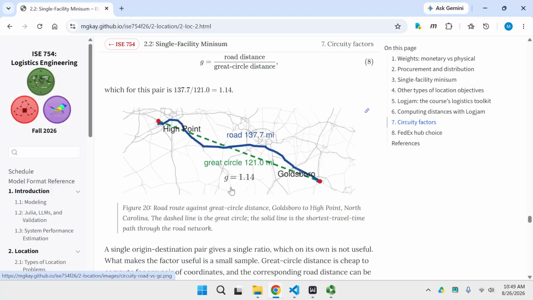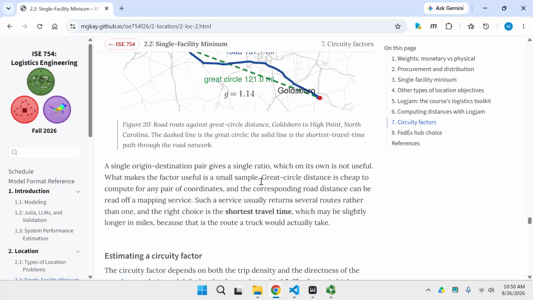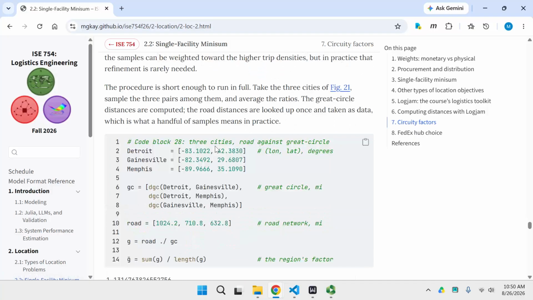So instead, we'd rather apply it to the actual road distance, but instead of calculating that actual road distance, we can do something called calculating an approximate circuity factor. So for this example, it's 1.14. So if we take the great circle distance of 121 multiplied times 1.14, we can then estimate what we would expect the actual road distance to be.